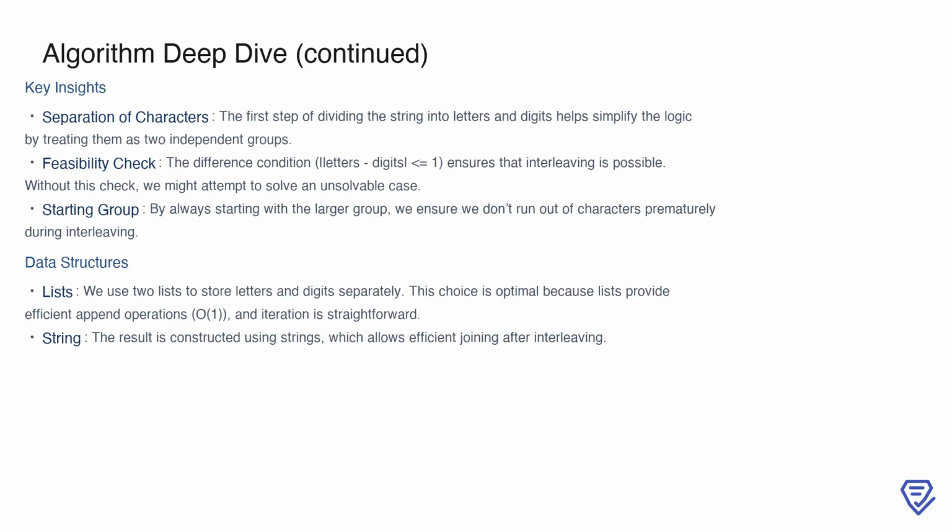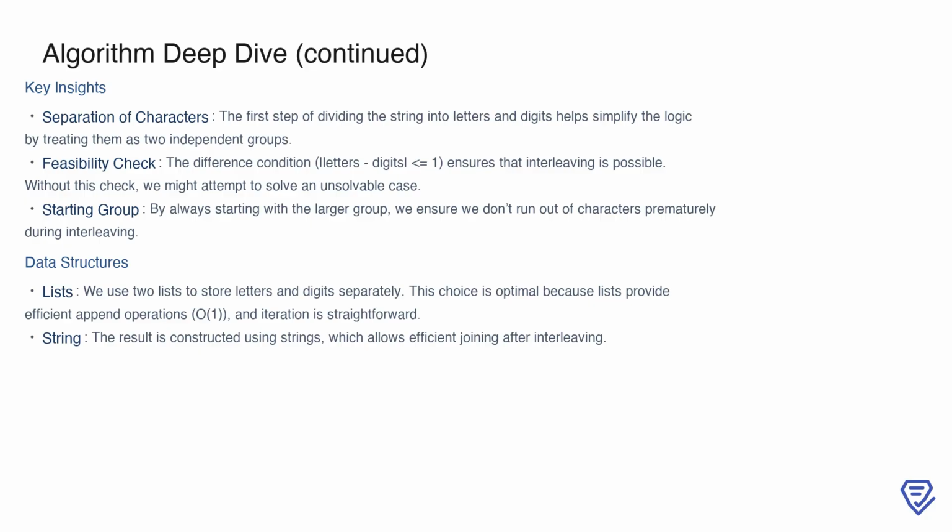There are a few key insights that make this approach effective. First, separating the characters into letters and digits simplifies the logic, as we can treat each group independently. The feasibility check, which ensures that the absolute difference between their counts is at most 1, prevents us from attempting to solve an unsolvable case.